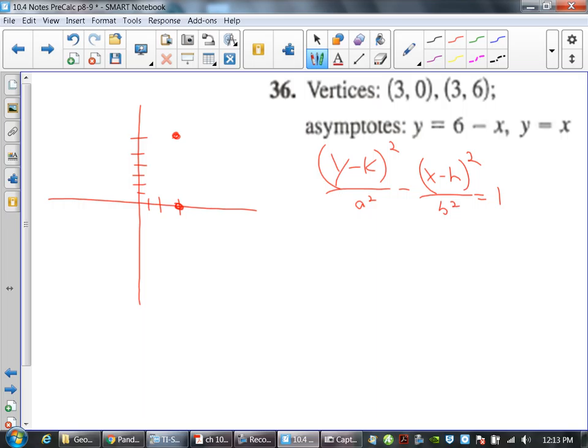Next, the easiest thing to figure out is your center. We know that our center is going to be at the midpoint here. It's going to be at 3, 3, I believe. So we have an h and a k of 3.